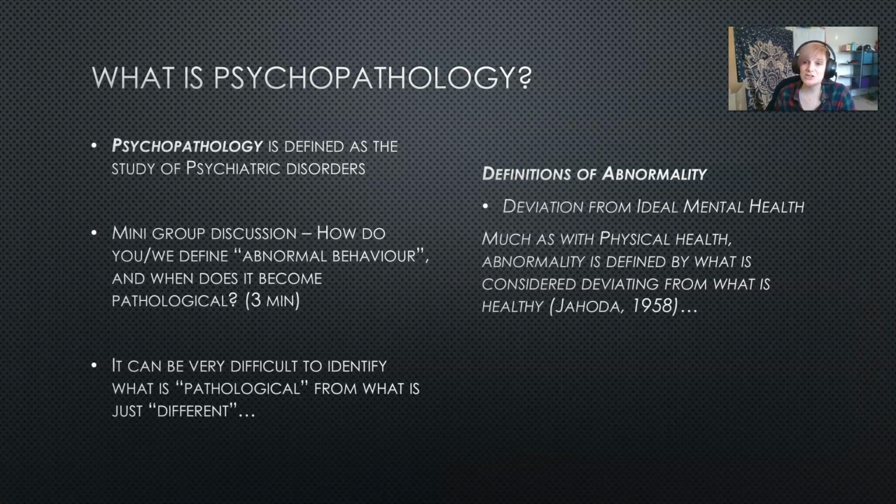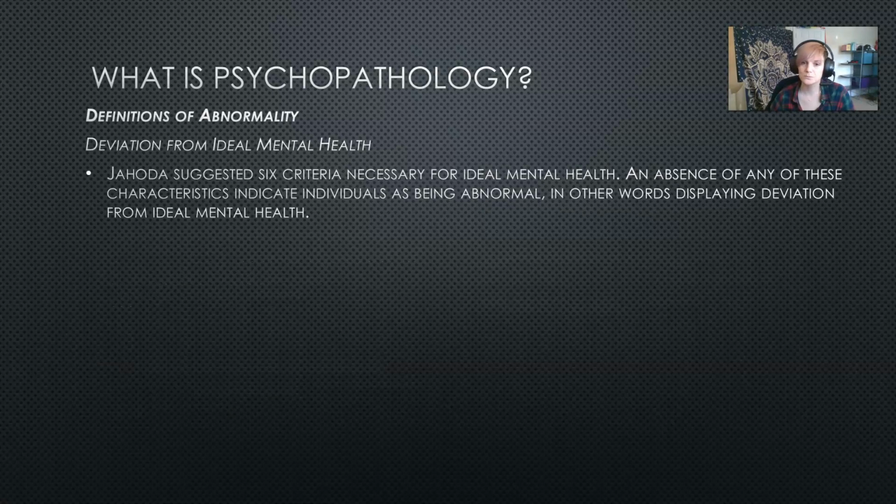Finally, we have deviation from ideal mental health. Now, as psychologists, as health professionals, we would hope that people would assume that mental health is similar to physical health. Much like with physical health, abnormality should therefore be defined by what is considered deviating from what is healthy. Jahoda suggested 6 criteria necessary for ideal mental health. An absence of any of these characteristics indicates the individual as being abnormal. In other words, they are displaying a deviation from ideal mental health.